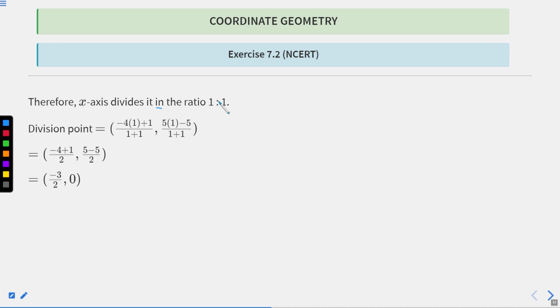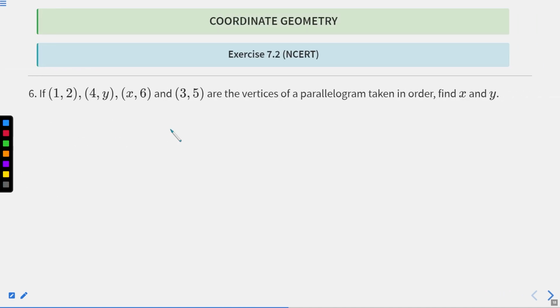Now we have to find the division point. The division point is equal to ((-4 into 1 plus 1) divided by (1 plus 1), (5 into 1 minus 5) by (1 plus 1)), which is equal to ((-4 plus 1) divided by 2, (5 minus 5) divided by 2), and this is equal to (-3 by 2, 0). So the division point is (-3 by 2, 0). Now let us move to the next question.